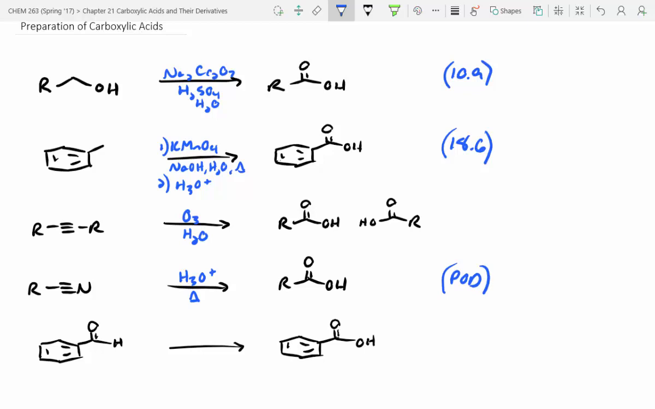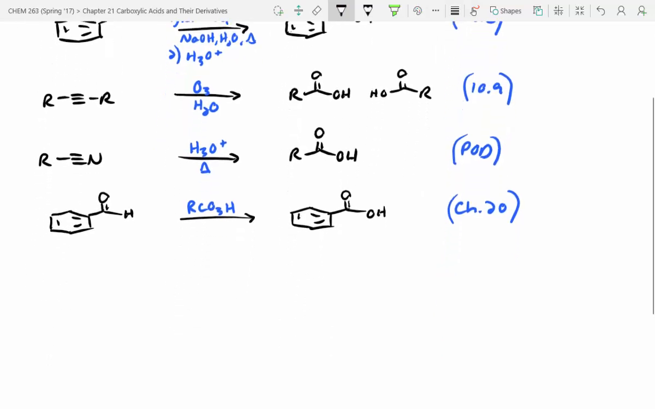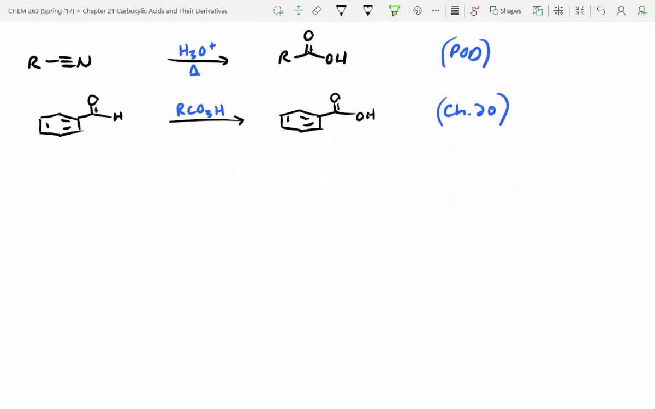How can we go from benzaldehyde to benzoic acid? Peroxy acid, so RCO3H. This is an example of the Baeyer-Villiger oxidation. And then last but not least, let me fill this in. That was covered in 10.9. And then this was from last chapter. All right, there's one last cool method we have for prepping carboxylic acids that we haven't covered yet. One more thing for your reaction map.